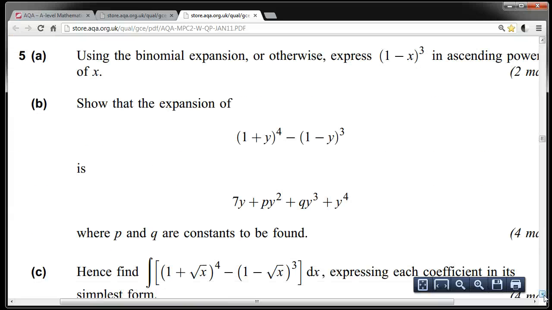5, binomial expansion or otherwise. So you can choose to use the binomial formula for expansion, or you can use Pascal's triangle.